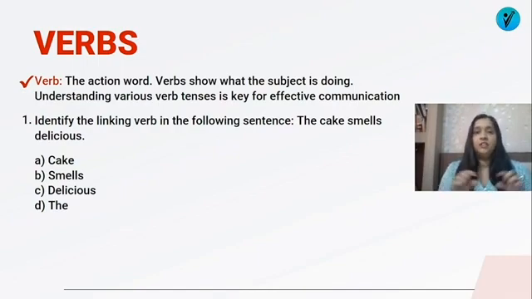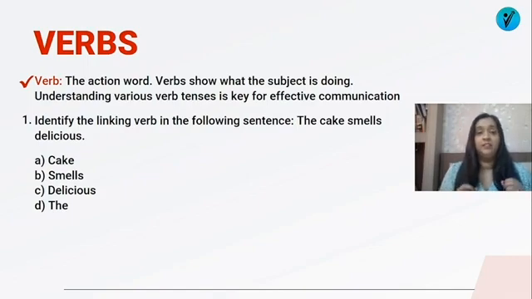So whenever you look at a sentence, pick up the verb, the action word, and ask who or what has been performing that particular task. Then you will get the subject of the sentence. So that's a little about how to find out subjects using the verb. Now let's take a sample question from the CUET paper.